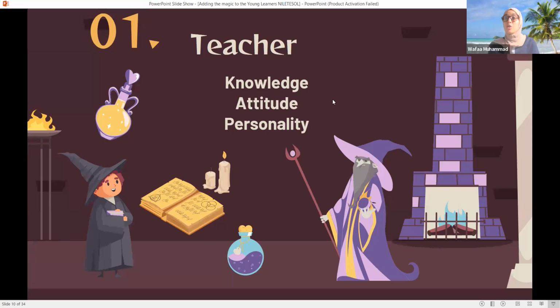What else? Your personality. You need to be a cheerful person. Whatever you have outside the class, it's yours. When you get into the class, you need to be a good actor. You need to wear your smile. You need to be ready to teach your students. You need to be ready to build the characters. You need to be ready to guide them and facilitate for them all the opportunities that are going to make them learn.